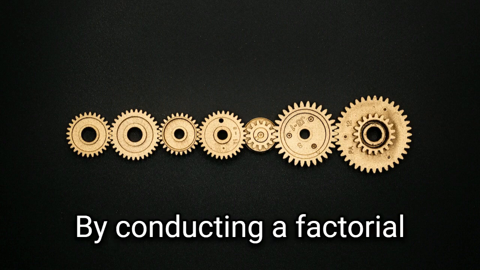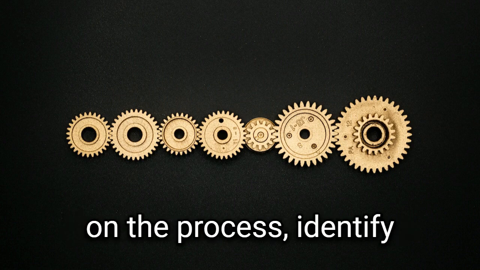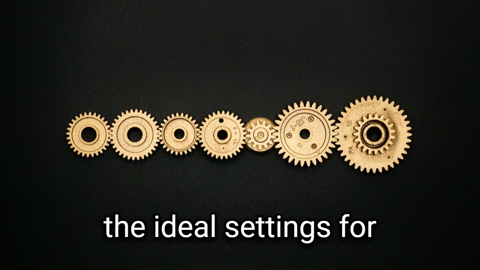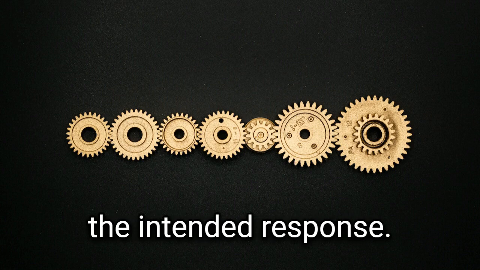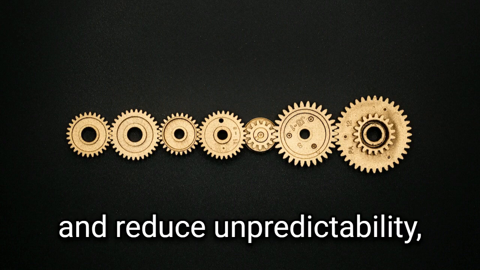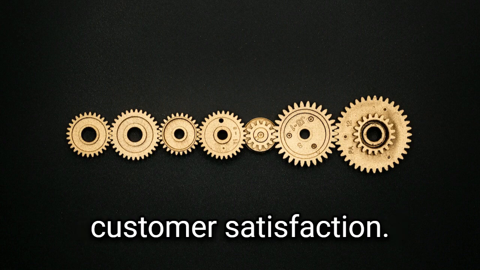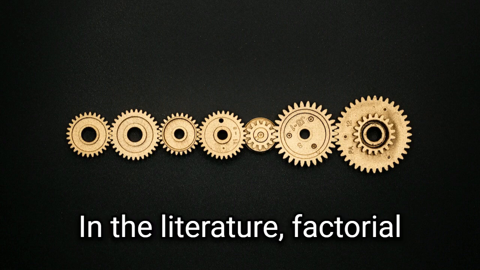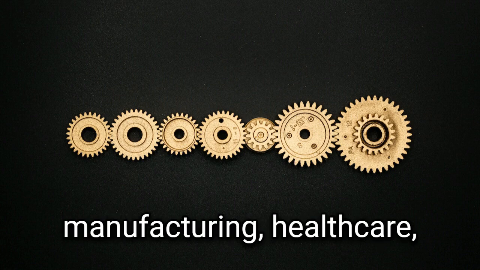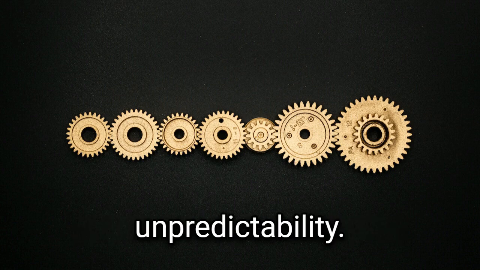By conducting a factorial experiment, teams can determine which elements have the biggest influence on the process, identify interactions between factors, and identify the ideal settings for each factor to obtain the intended response. This data can then be used to enhance the process and reduce unpredictability, ultimately resulting in better outcomes and increased customer satisfaction. In the literature, factorial trials have been utilized extensively in a variety of industries, including manufacturing, healthcare, and service, to enhance processes and minimize unpredictability.